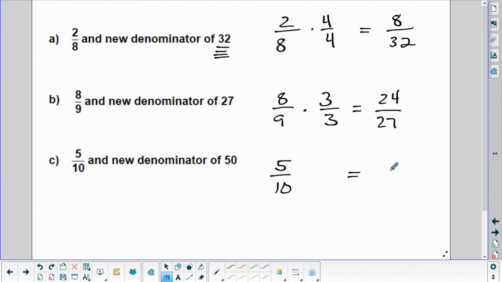All right, last one, 5/10. I'm going to multiply this by 1. The form of 1 that I want is I need to change this 10 to a denominator of 50. So I need to multiply that 10 by 5. And I'm just going to use 5 over 5 because I'm multiplying by 1. 5 times 5 is 25. And 10 times 5 is 50.